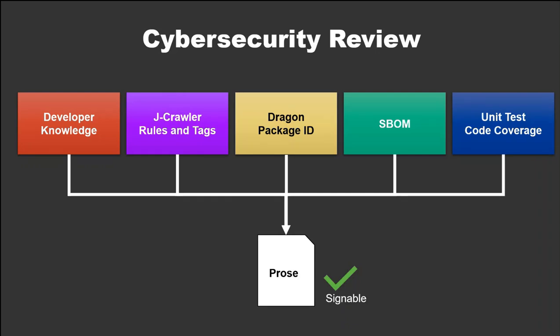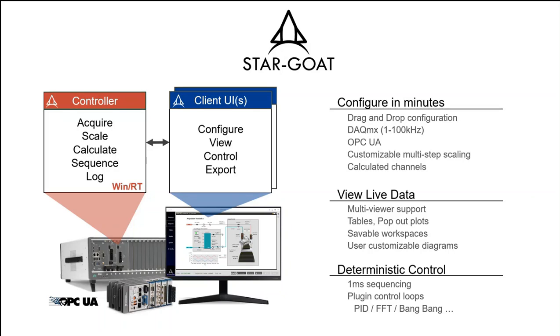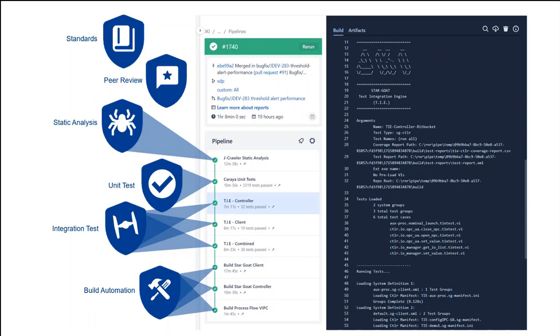So the reason we created all of these tools was for our Stargoat product. So this is our turnkey rocket engine test stand. And just to give you a little peek, this is what our daily pipeline looks like. And so on every single commit, we're going to do our static analysis to verify all of our properties. We're going to check our unit tests. We have our test integration engine, which is now running full subsystem integration tests. And we're going to automatically build all of our executables.